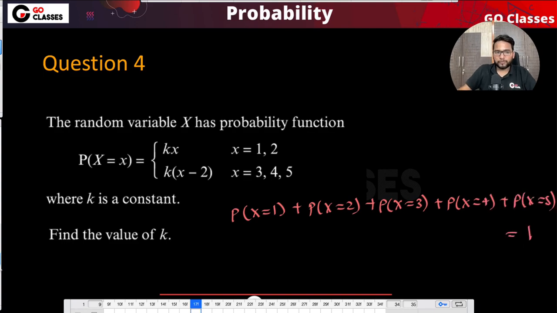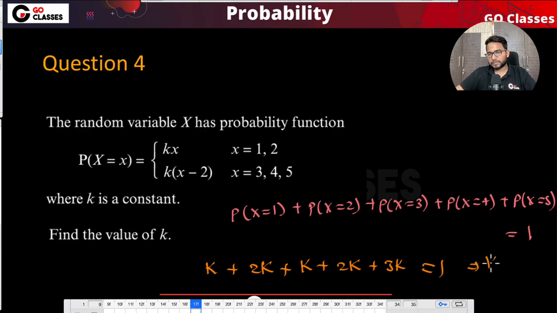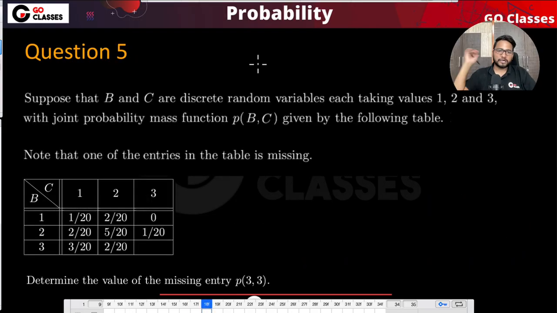So probability of x being 1 is basically kx. If you put x equal to 1 here, it will be just k, right? So this is k plus 2k plus, if you put x equal to 3, 3k. This should be 1. If you add all of this, it is 9k. So from here you can say k equal to 1 by 9, right? k is 1 by 9. Okay, good. Now let's see the next question.